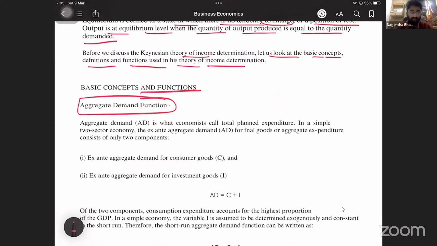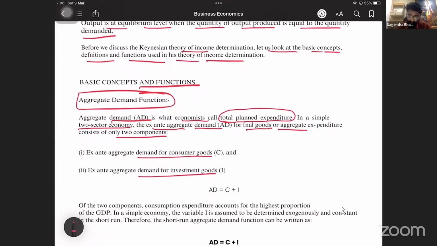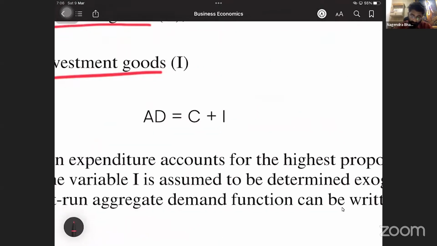Basic concepts and functions. Aggregate demand, AD. What is the meaning of aggregate demand? It is what economists call total planned expenditure. In a simple two-sector economy, the ex ante aggregate demand for final goods, or aggregate expenditure, consists of only two components: demand for consumer goods and demand for investment goods. So what is aggregate demand? It can be for your final consumption, or you are purchasing for investment purposes.